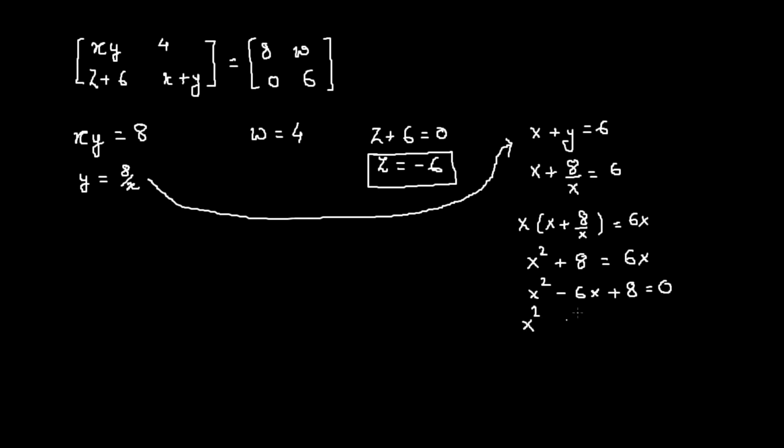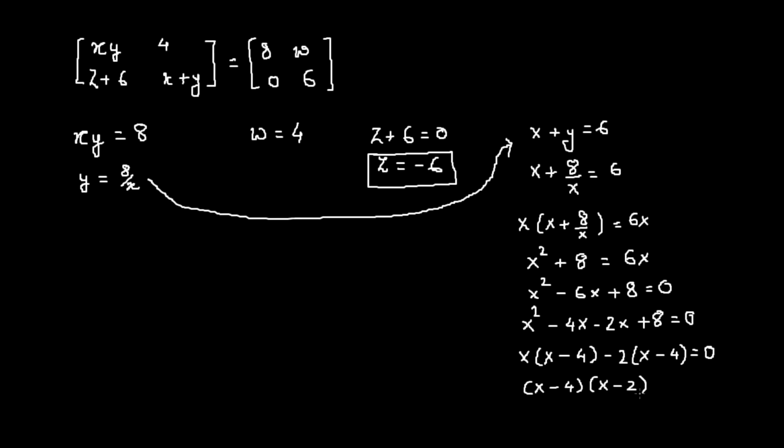So we know that the factors of 8 are 2 and 4, so we can split that and write it as minus 4x and minus 2x, which add up to give us negative 6x, plus 8 equals 0. We take x as a common factor from the first two terms. So we have x times x minus 4. Then we take negative 2 as the common factor, so that would leave us with x minus 4. Now we factor out x minus 4, which leaves us with x minus 2.